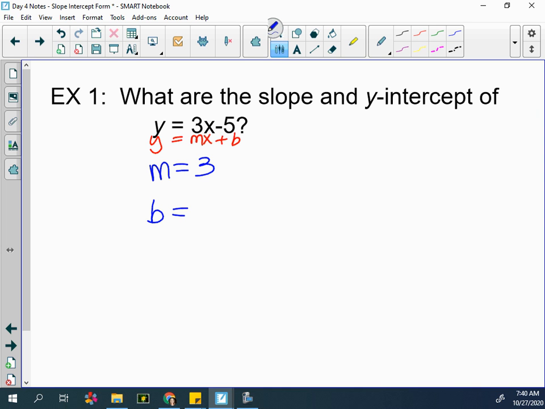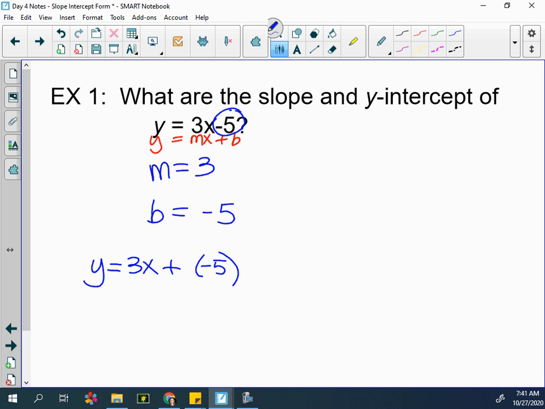Because it says plus b, this number right here is going to be our y-intercept. Okay, so another way I could have written it is y equals 3x plus negative 5. That clearly shows you that the negative 5 is the y-intercept. So it's a little different than point slope where the sign switches, because it's a positive or plus sign versus a negative like in point slope.